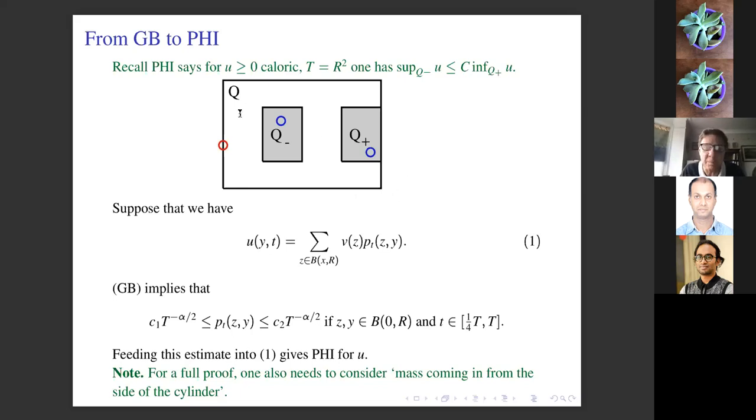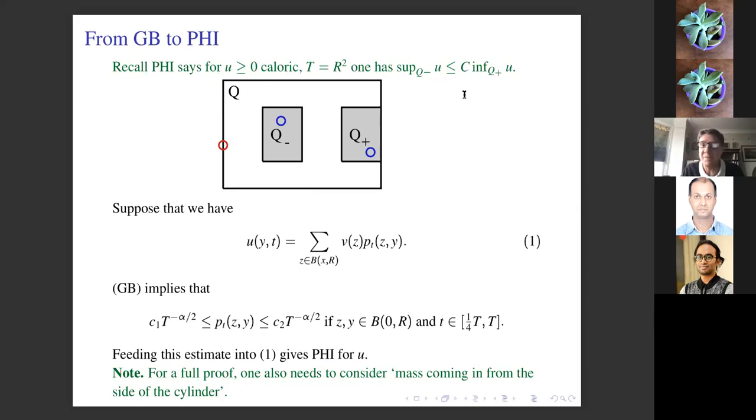But still, the general caloric function in this set, using various methods from potential theory, can be written as, first of all, a sum of mass from the base of the cylinder plus also heat coming in from the sides. And with a little bit more work, but not really hard, one can show that for the general caloric function, the Gaussian bounds lead you to the parabolic Harnack inequality.